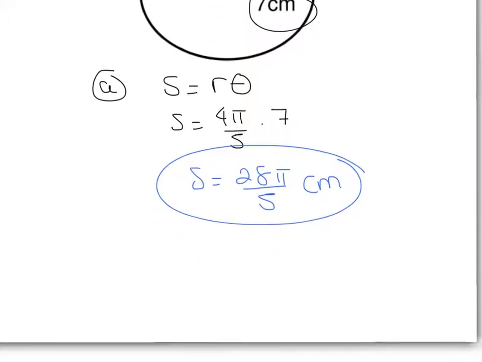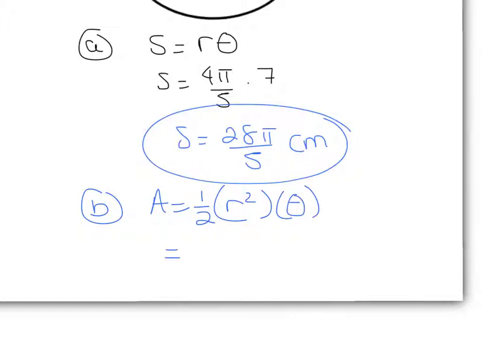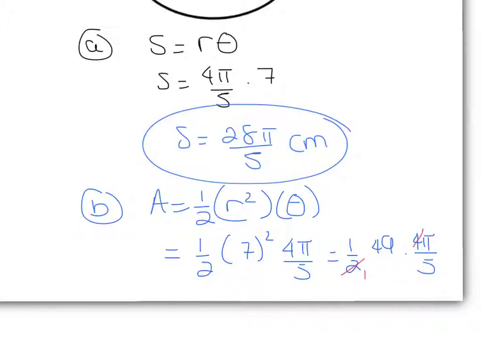Now we want to find our area, so that's part B. Remember, area equals half r squared theta. So let's start substituting. Half, r was 7, and theta was 4 pi over 5. So that's half of 49 times 4 pi over 5. I'm going to do what I did before. 2 goes in here once, goes in here 2 times, so 49 times 2, 98 pi over 5 units squared.